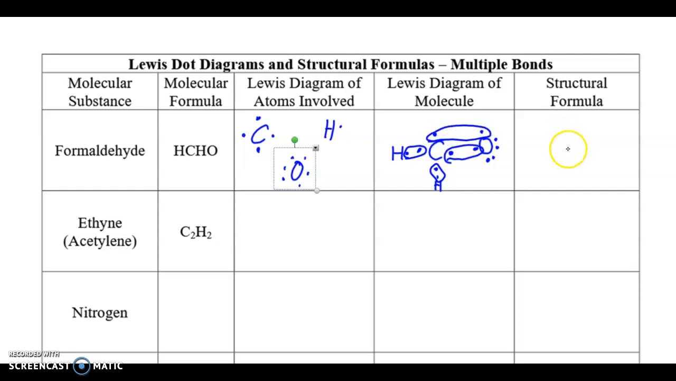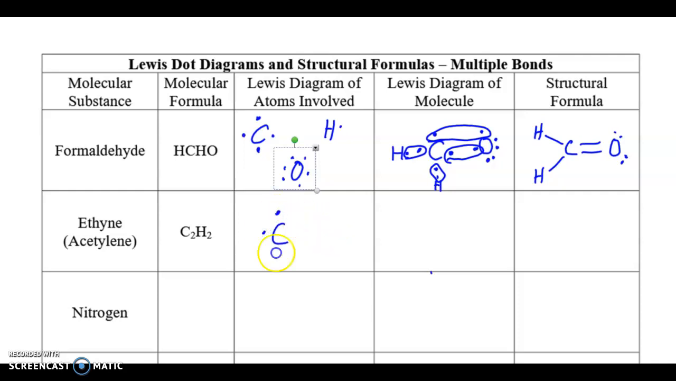So that'll make our structural formula for this molecule something like this. Single bond to the H's and a double bond to the oxygen, and then let's put those lone pairs out there on the oxygen. Now, the ethine.